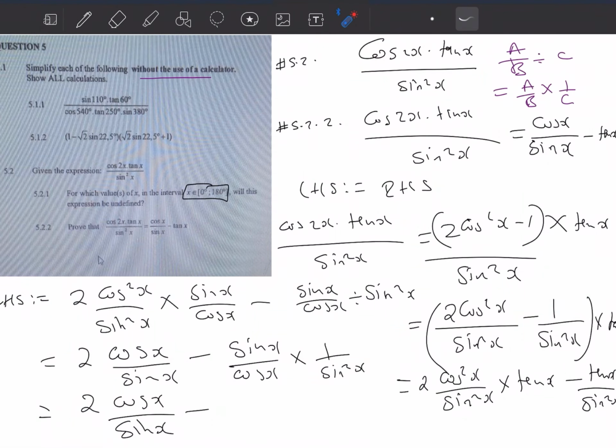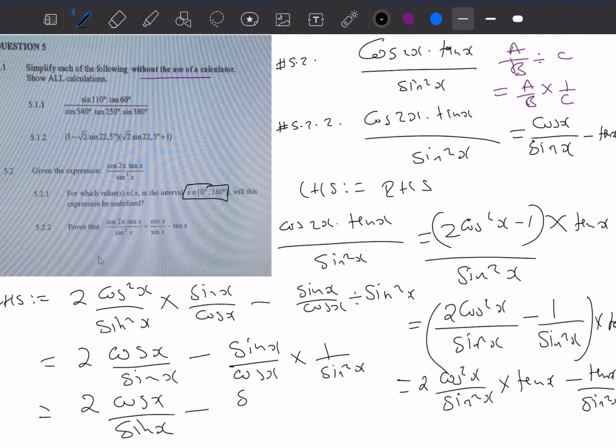Why are we not getting the answer? Prove that this is true. Yeah, you know what, I'm not gonna cut this because I wanted to make it raw. Do you see that we're not getting the answer? We're not getting the tan x.